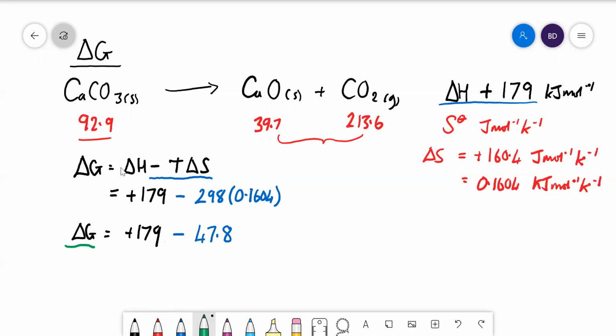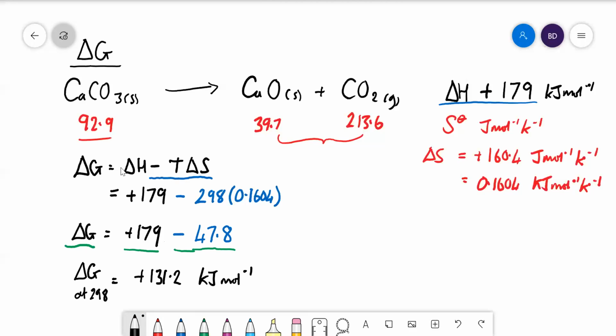delta G is going to be positive there, isn't it? Because this 179 is quite a lot bigger than that 47.8. This is not a big enough negative number to cancel out the big positive number, so delta G is going to be positive. Delta G at 298 Kelvin, we work that out, is going to be 179 minus 47.8, which is plus 131.2 kilojoules per mole. So the reaction is impossible at 298 Kelvin.